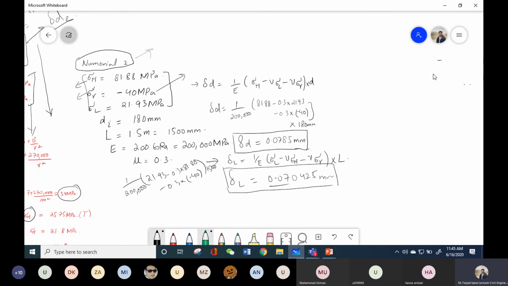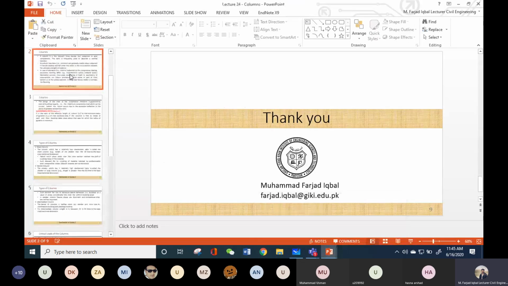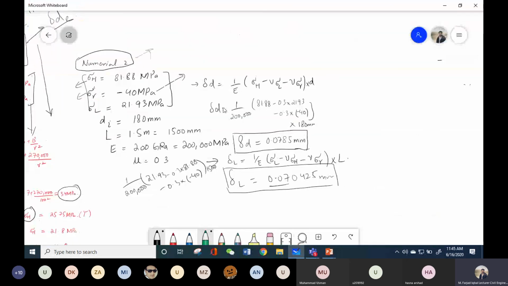So I was thinking to start the next topic, but since we don't have enough time, we will start this topic in the next class. This concludes today's class, and later on try to review all the derivations and all the numericals. I will also give you a small assignment on thick and thin cylinders. It won't have many problems, like 5 or 6 problems, but try to solve them. If you have any questions, you can ask me. If not, this class is concluded.